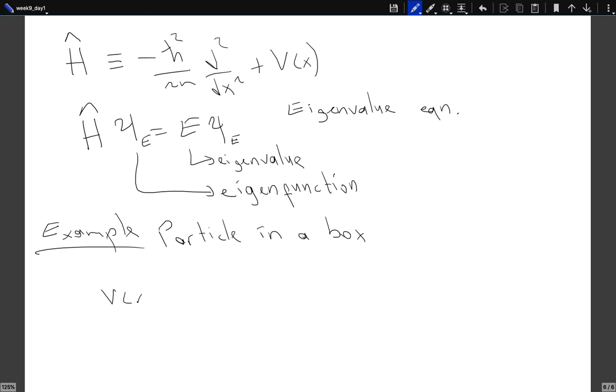Well, the problem is, what is V of x for the particle in a box? If we are inside the box, there is no force. That's the definition of the box. So inside the box, the potential should be constant, and we can easily fix that constant to be 0. And outside the box, I will just assume that it is infinite. This will be the simplest solution. Later on, we will also study what happens if it is not infinite.